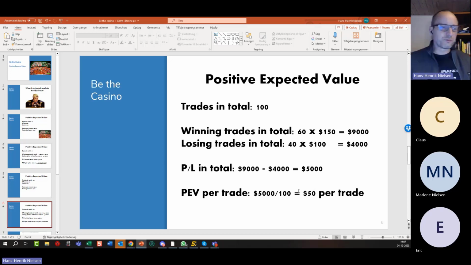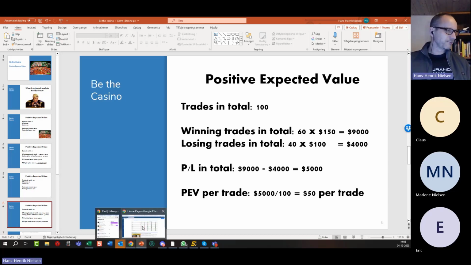Because if you knew that you would make $50 on average every single time you took a trade, I think you would take as many trades as humanly possible. Every single hour you would be trading as many trades as you could, because you knew that after 1,000 trades you would be up $50,000. So that is what we are going to have a look at tonight here. And for that, we will go into MyStockScanner.